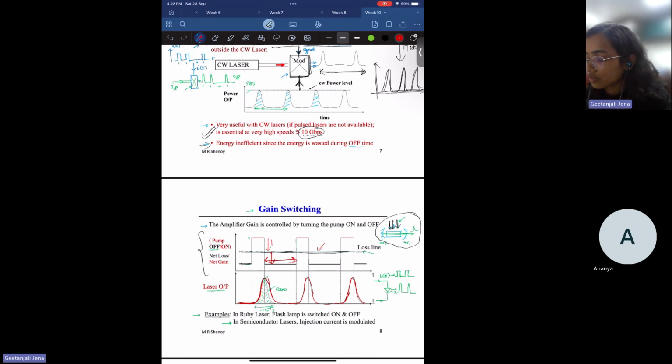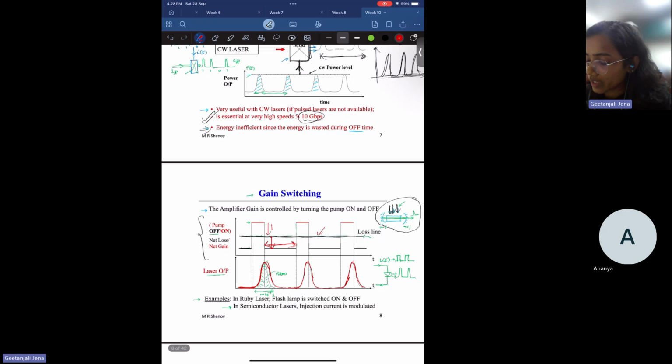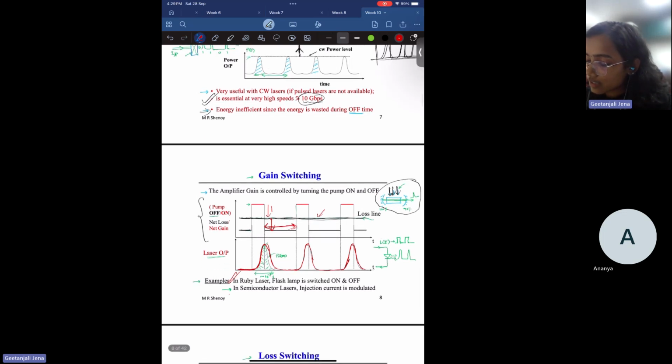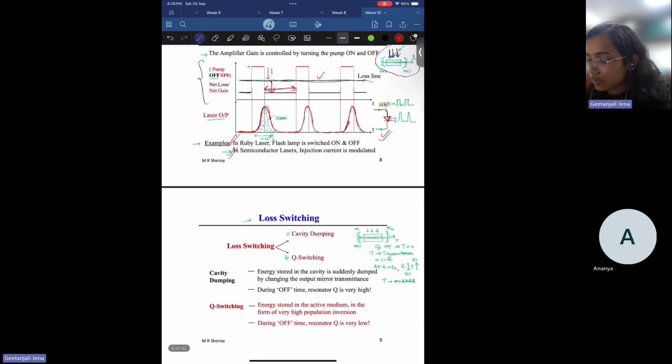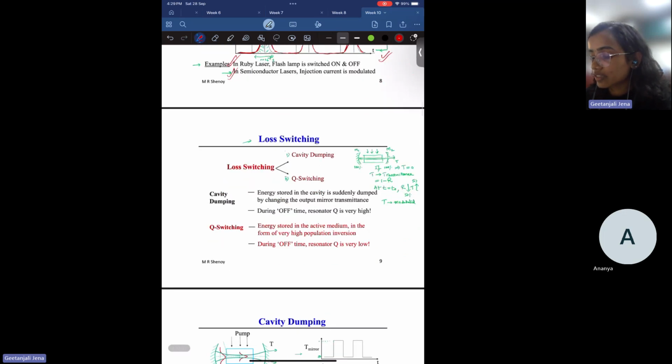One example of this switching is the ruby laser, where you switch the flash lamp off and on to get a pulse output. Another example is the semiconductor laser, where, if you see this figure, it is a laser diode, and you change the injection current. As you change the injection current, you will see a pulsed output through this semiconductor laser. So let us move to our next method.